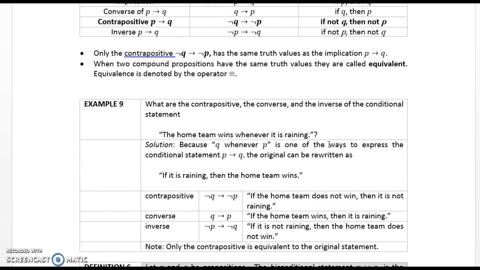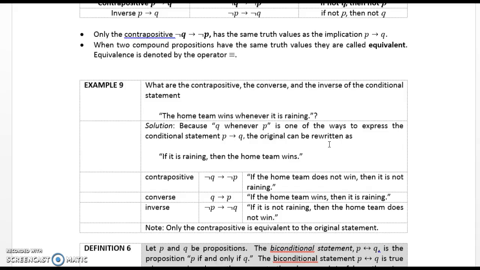Only the contrapositive, not Q implies not P, has the same truth values as the implication P implies Q. When two compound propositions have the same truth values, they are called equivalent, and equivalence is denoted by the triple equal sign.